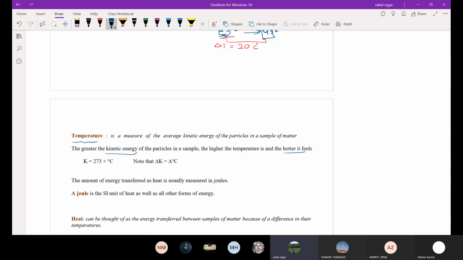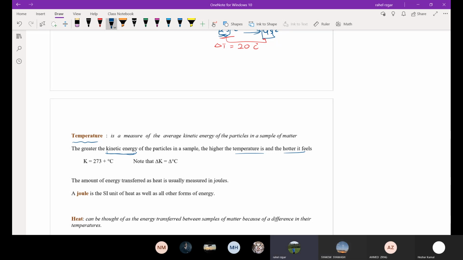If something's temperature is high, it means its kinetic energy is high. So the higher the temperature of something, the more kinetic energy it has. It means it has a higher kinetic energy. If something is hotter, its temperature is higher, so its kinetic energy is greater. The more kinetic energy its particles have, the hotter it is and the higher its temperature.